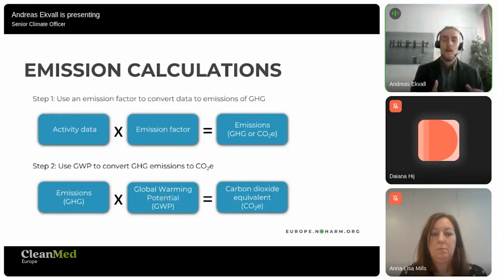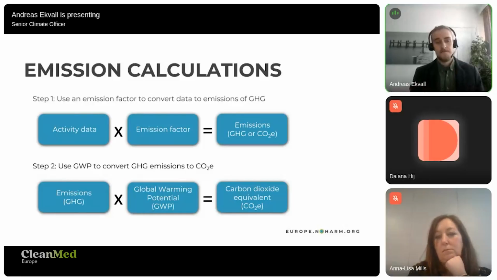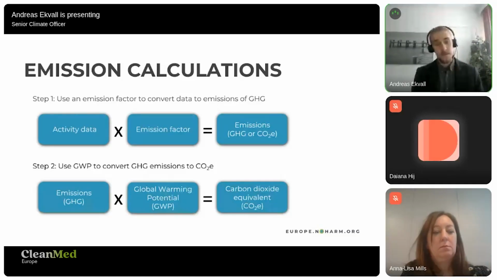If the emissions are in carbon dioxide equivalents, we can summarize and compare the impact of this emission source with other sources. While if it's in the mass of a specific greenhouse gas, we can use step 2 to convert the greenhouse gas emissions into carbon dioxide equivalents. In this calculation, we take the mass of the greenhouse gas and we multiply it with its global warming potential, deriving the carbon dioxide equivalents produced by the activity. This is the fundamentals of calculating a carbon footprint.